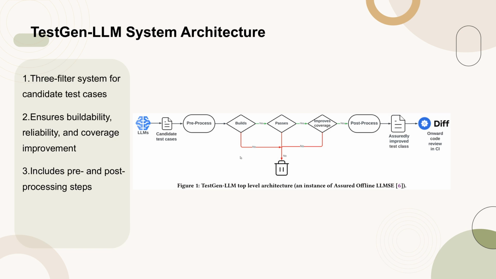Figure 1 illustrates the architecture of TestGen-LLM, a system designed to improve unit test classes using large language models, LLMs. The system employs a 3-filter approach to ensure the quality of generated test cases. The first filter checks if the candidate code can be built within the existing infrastructure. The second filter executes the tests to ensure they pass reliably, discarding any that fail. The third filter measures the coverage improvement of the passing tests, retaining only those that enhance coverage. The architecture also includes pre-processing to extract test cases and post-processing to reconstruct test classes, ensuring that the final output is a reliably improved test class suitable for regression testing.